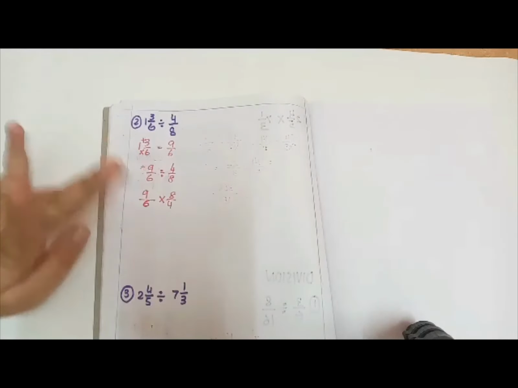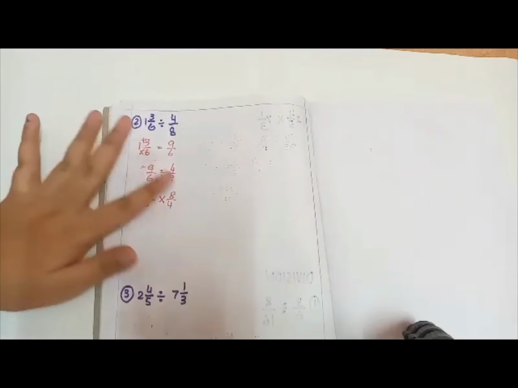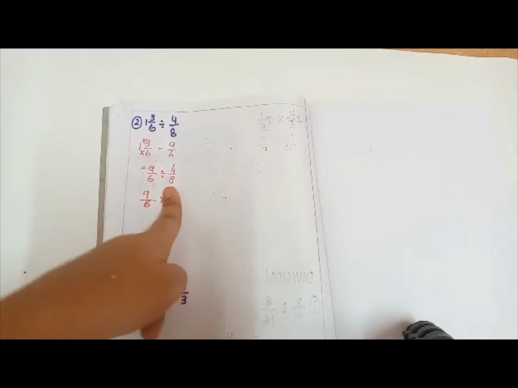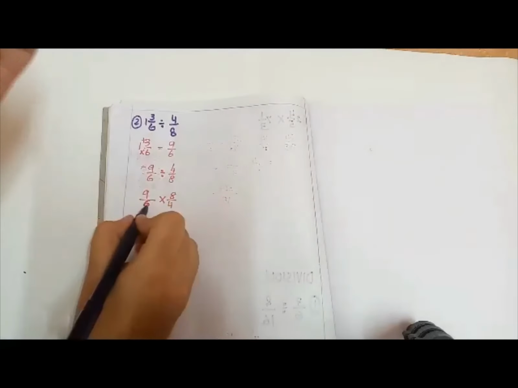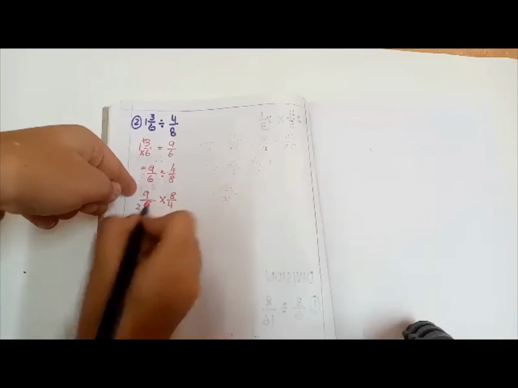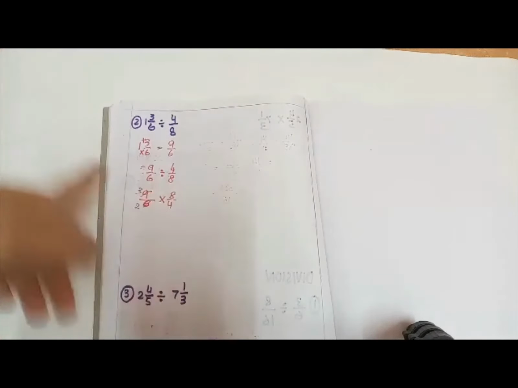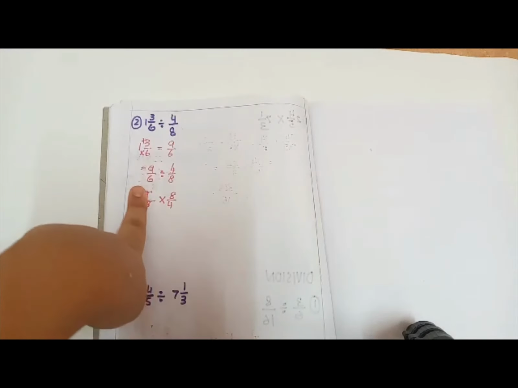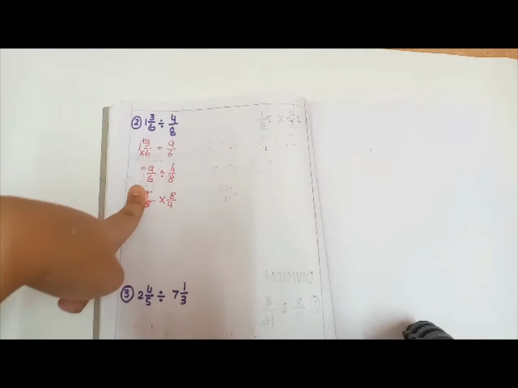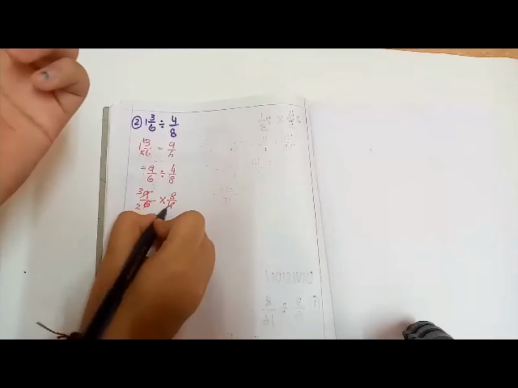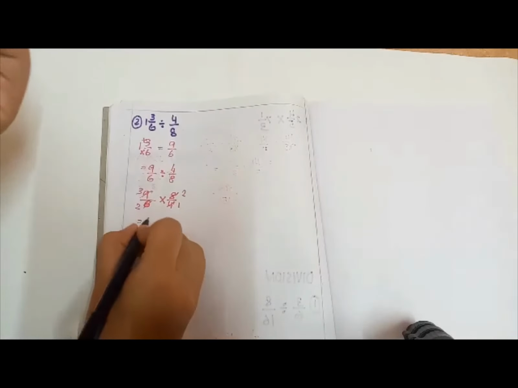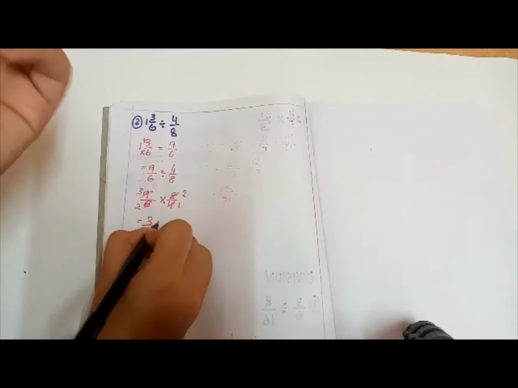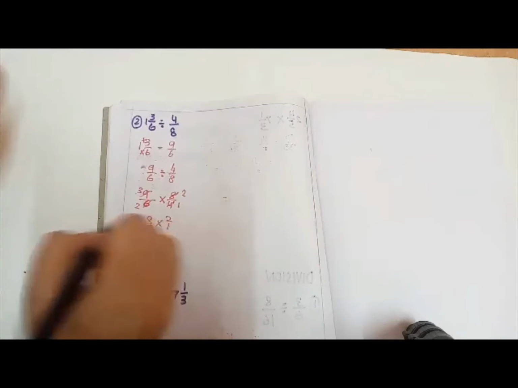The sum. So to multiply, first see the first term, 9 by 6. Can we cut short 9 by 6? Yes, we can do. 3 twos are 6, 3 threes are 9. Now see the second one, 8 by 4. Can we cut short it? Yes, we can. 4 ones are 4, 4 twos are 8. So rewrite it. 3 by 2 into 2 by 1.